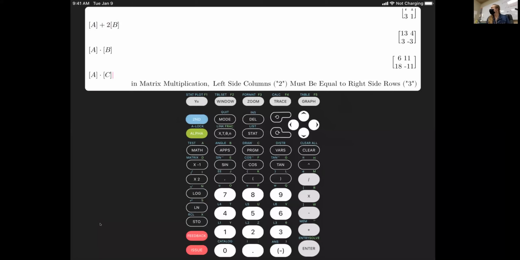My calculator spits me out a lot of information. It says in matrix multiplication, left side columns must equal right side rows. Yours might just come up with an error message. Is that what yours does? Yep. Dim, what does it say? Dim mismatch. Yep. That means the dimension is not the same. So if you get an error, it just means we can't do it. And that's okay. You might get that.